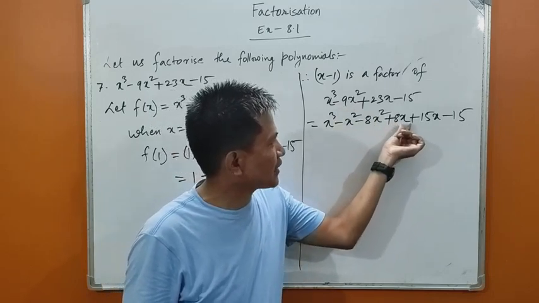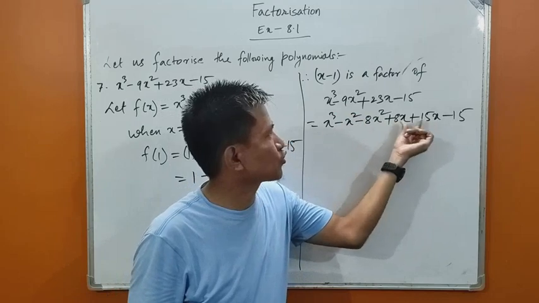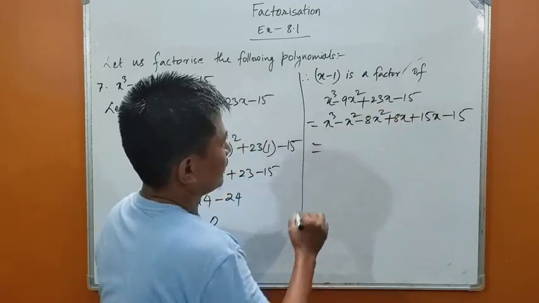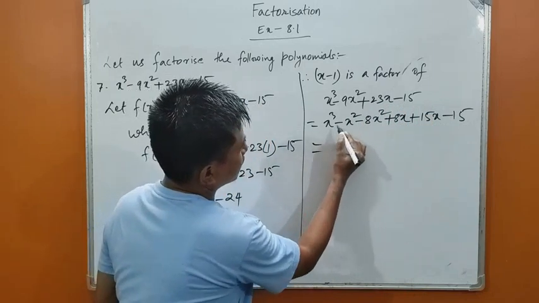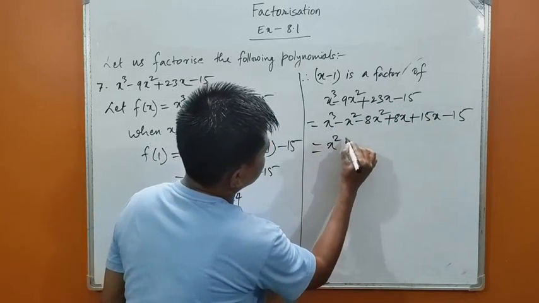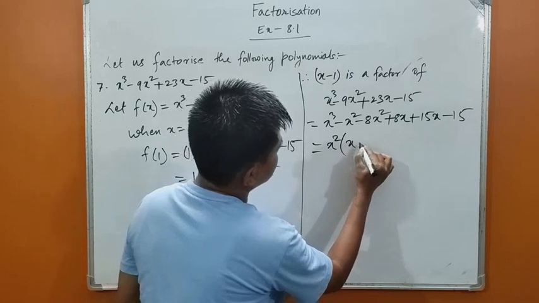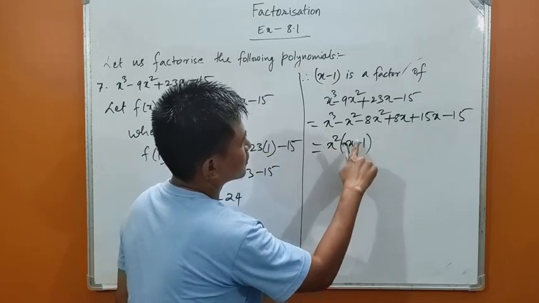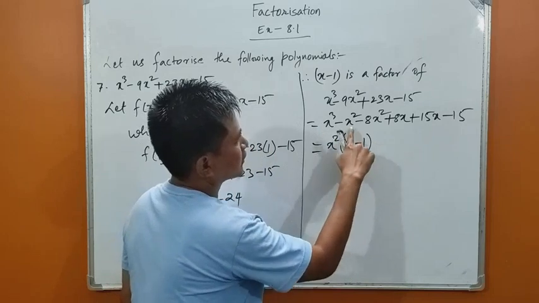So plus 8x plus 15x. 8 plus 15 is 23x minus 15. Okay. Let us take x square common from these two terms. X square common. Within the bracket remains x minus 1, isn't it? X square into x is x cube. Plus into minus is minus. X square into 1 is x square.